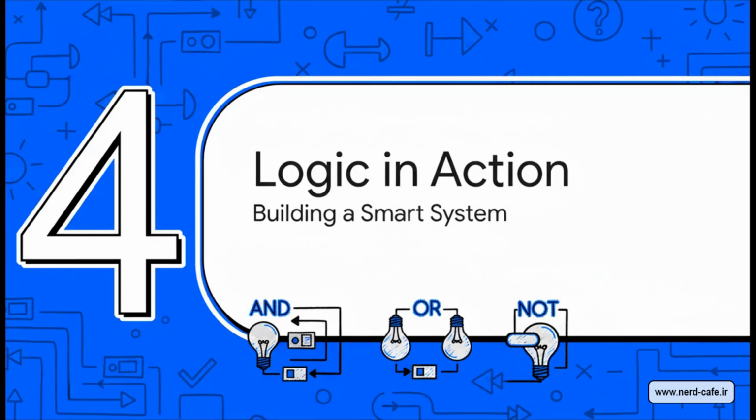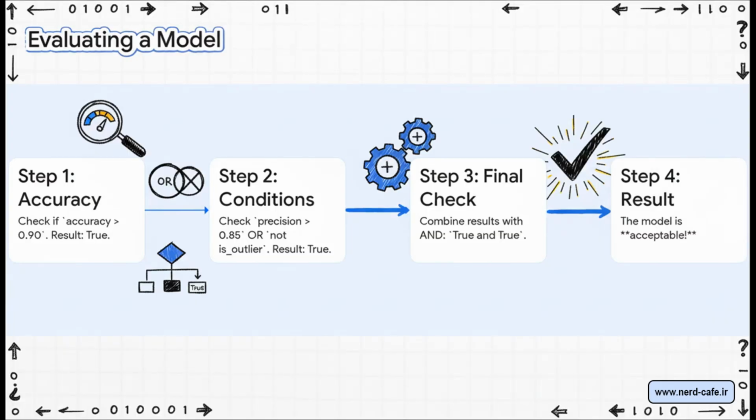So we've gone over the individual rules, which is great. But the real magic, the real power, happens when we start chaining these things together. This is how you go from a simple check to building a system that can actually make some pretty smart, complex decisions. Let's just walk through this example of checking an AI model.